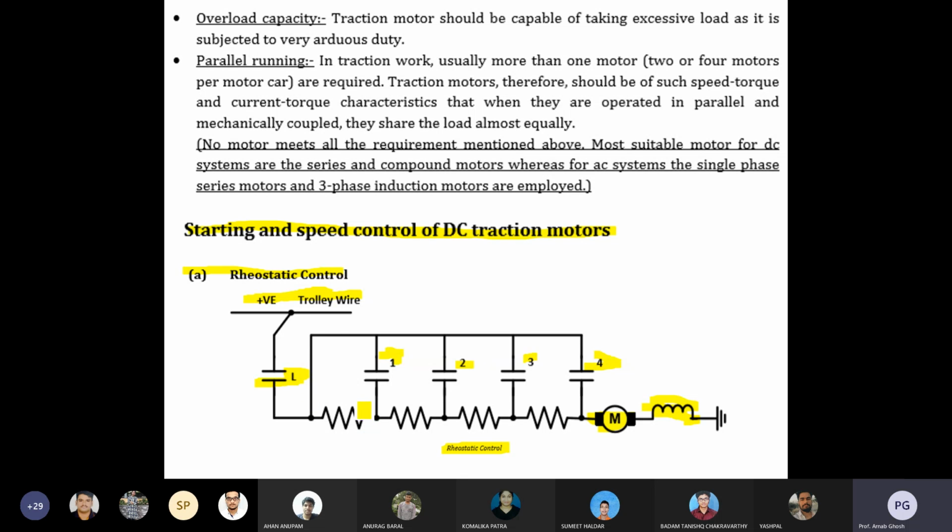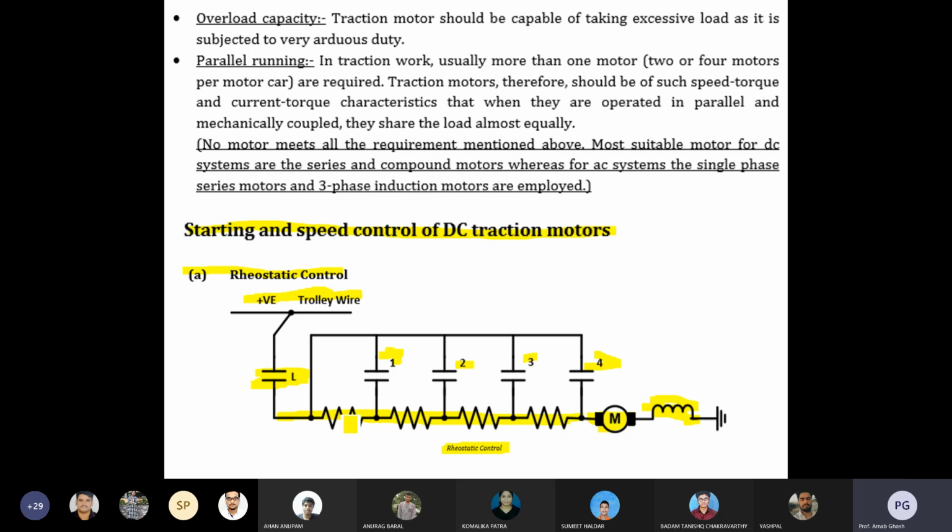First, the starting conditions. At the point of starting, the trolley contact will be automatically turned on, and all the resistances are in series with the motor. Then, after starting the motor, gradually you have to cut out the additional resistance. How do we cut that part?